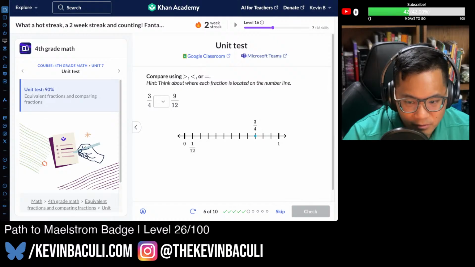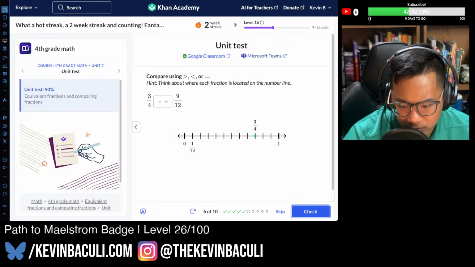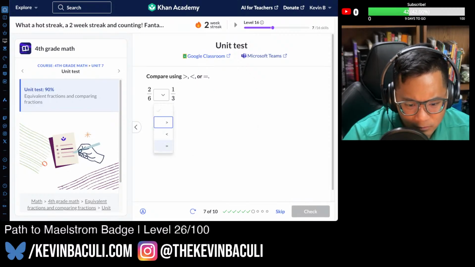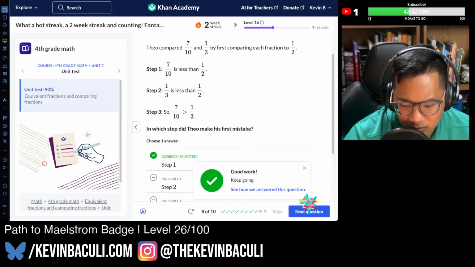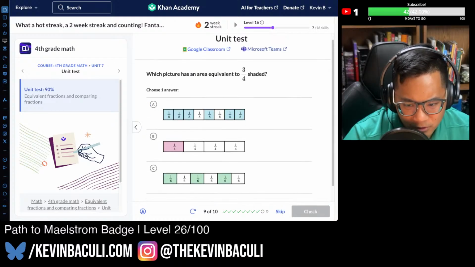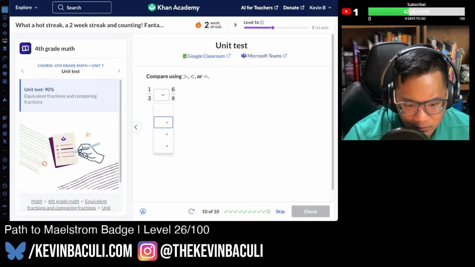Think about where each fraction is located on the number line. It's equal. Equal. Is less than step 1. Which picture has an equivalent 3/4 shaded? A. 1/3.